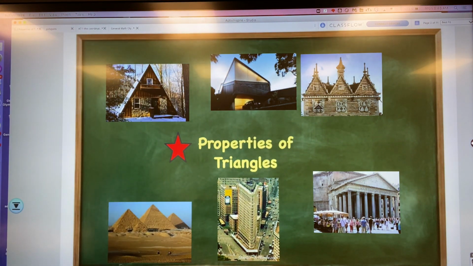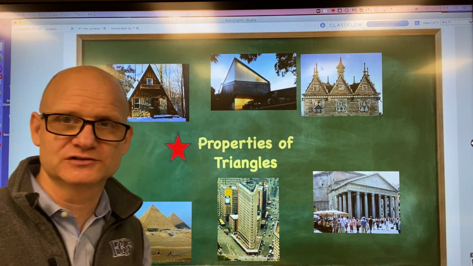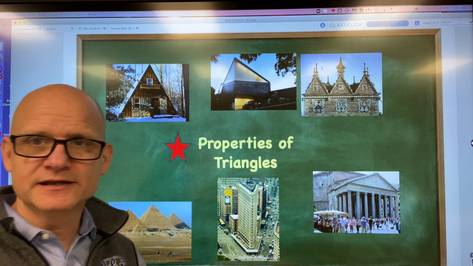Today's topic is properties of triangles. So you know the drill. Get out your composition book, pencil, and let's go.